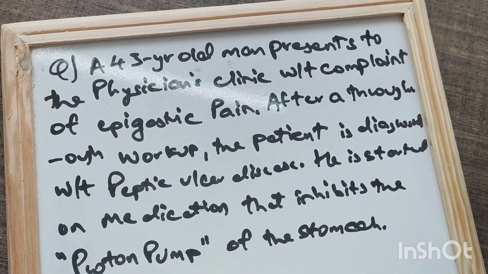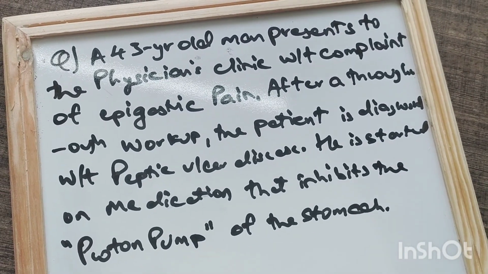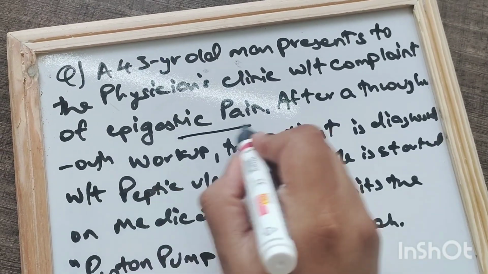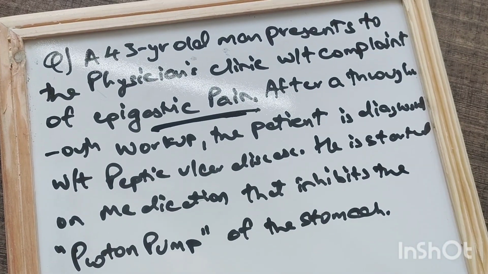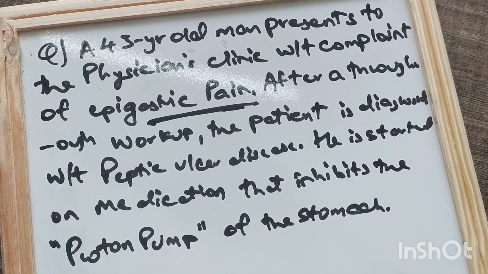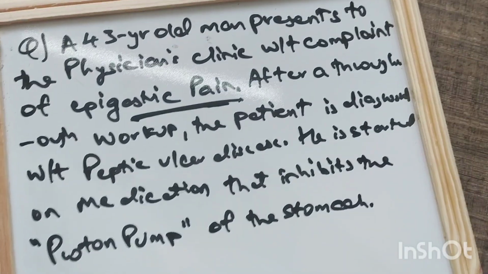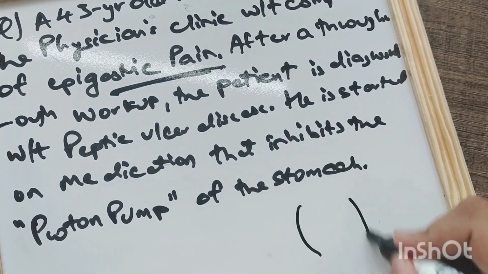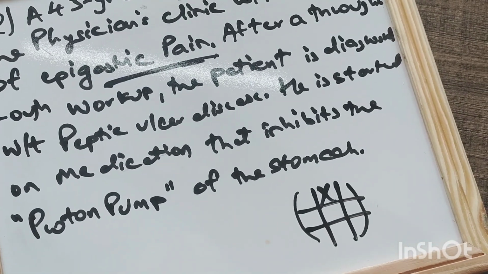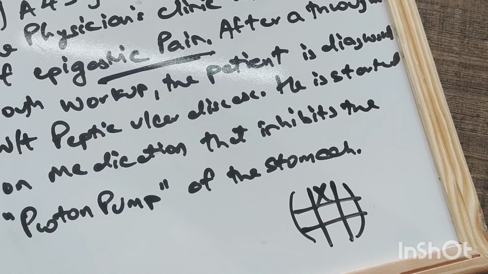So we have to focus on the main points or keywords which give the skeleton of this particular case. The first one is epigastric pain. Epigastric pain indicates any problem in the stomach or the lower part of the esophagus. We all know that the abdomen is divided into various regions, and the epigastric region is one of them, which comprises the lower part of the esophagus, the gastroesophageal sphincter, and the stomach.